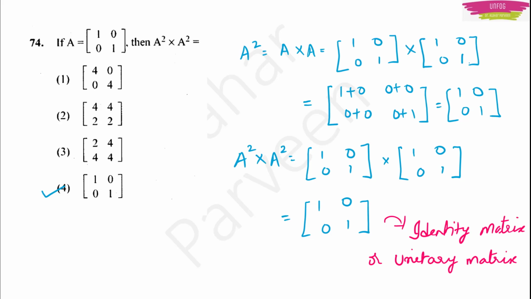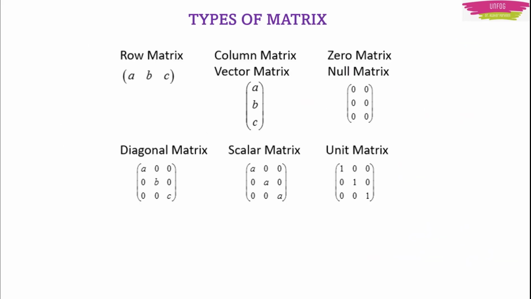Now this was all about addition, subtraction and multiplication of matrices. Now let us note what the types of matrices are. There are a few types of matrices: row matrix, column matrix, zero matrix, diagonal matrix, scalar matrix and unit matrix. Unit matrix means the same identity matrix we did there. It was a 2 into 2 matrix, 1 0 0 1. Here it is a 3 into 3 matrix.